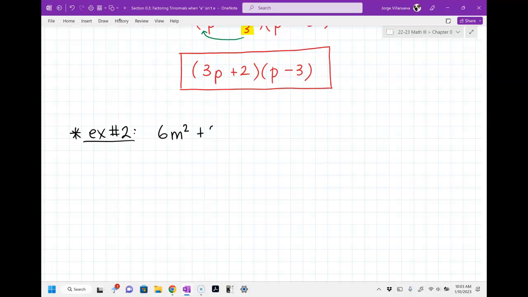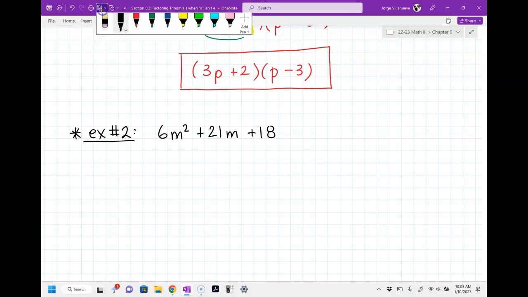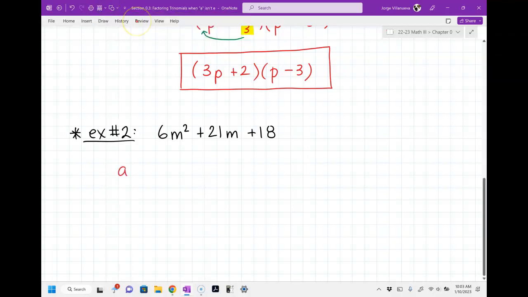So, I don't know, let's try this one. 6m squared plus 21m plus 18. I'm doing this one on purpose because this one requires you to be a little careful before you start, okay? So 6m squared plus 21m plus 18. Now, what's kind of scary about this one? Let me write down my ABCs really quick. 6, 21, 18.